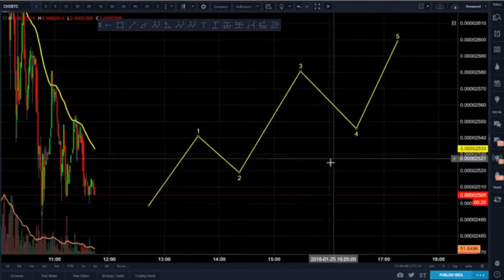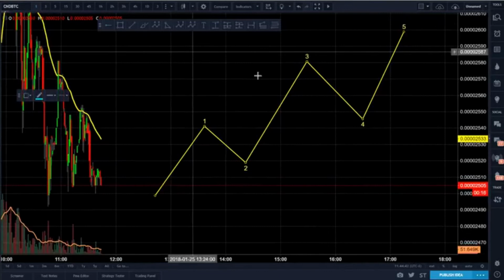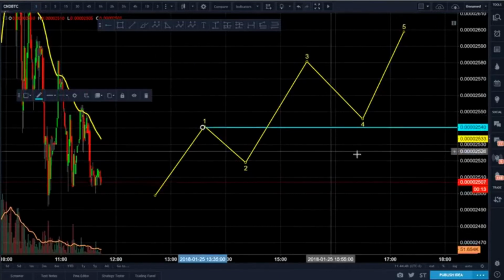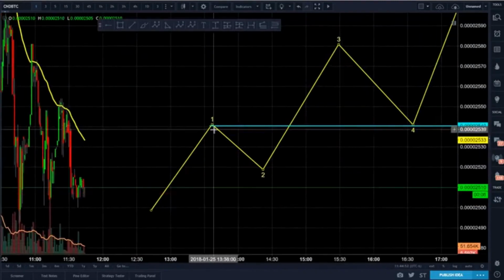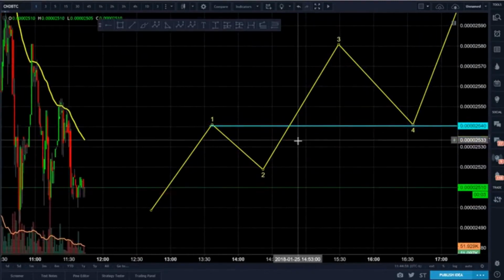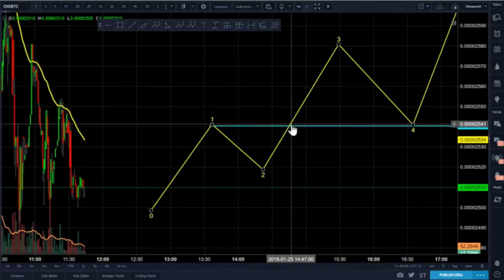Now, what I'd like to make note of, I'm going to introduce some very basic rules over time. And one of the most basic rules is that wave 4 does not enter into the territory of wave 1 here. And the reason it doesn't enter it is because wave 1 was previously a resistance. And once we broke that resistance, it now becomes a support.